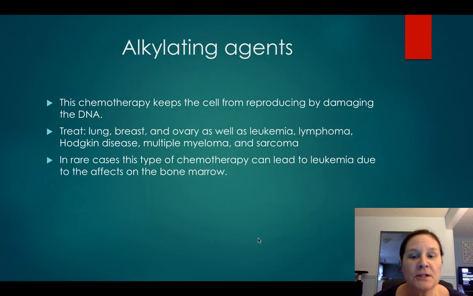So these are the different types of agents. We have alkylating agents. This chemotherapy keeps the cell from reproducing by damaging the DNA. This is to treat lung, breast, and ovarian cancer, as well as leukemia and lymphoma, Hodgkin disease, multiple myeloma, and sarcoma. In rare cases, this type of chemotherapy can lead to leukemia due to the effects on the bone marrow. So unfortunately, with this chemotherapy, it destroys the marrow and puts the patient at higher risk of developing leukemia. It is rare, but it can happen.